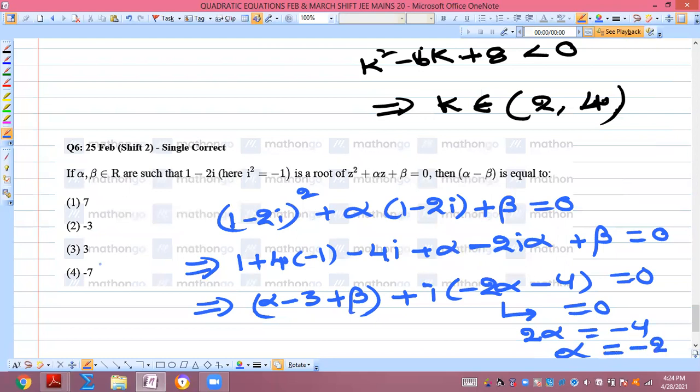If alpha is minus 2, then alpha minus 3 plus beta should be 0 because right side there is no real part also. Real part is 0. Alpha is minus 2, minus 5. So beta is equals to 5.